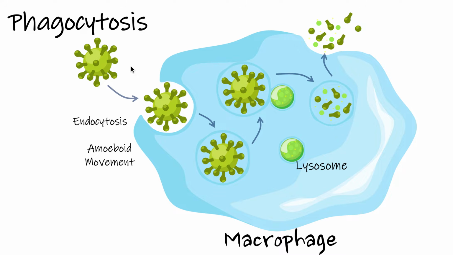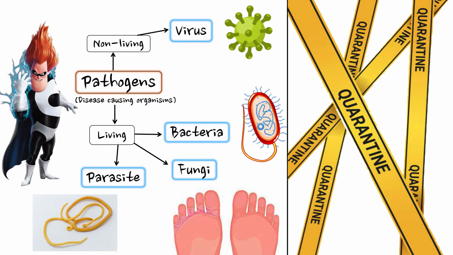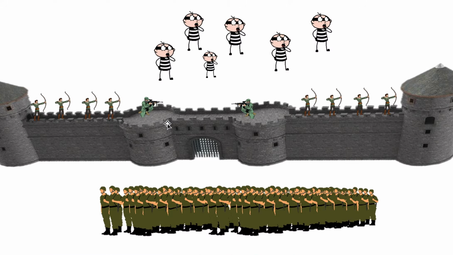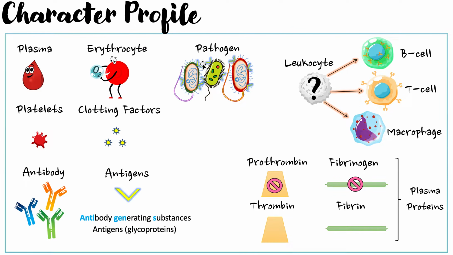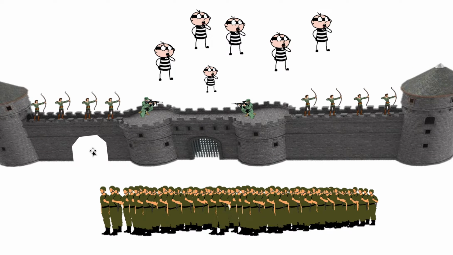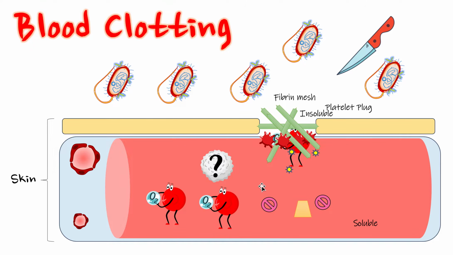So again, I'm going to recap every time because it's a lot of information. I don't want to confuse anyone. So we got our pathogens. We got our first line of defense, right? We got our first line of defense. As long as that's intact, we're fine. If it's broken, our body's going to try and do blood clotting.